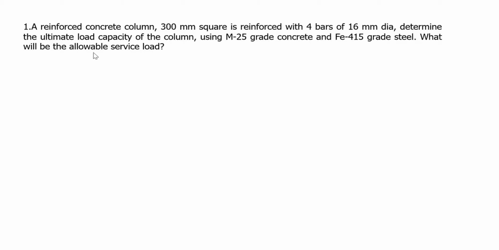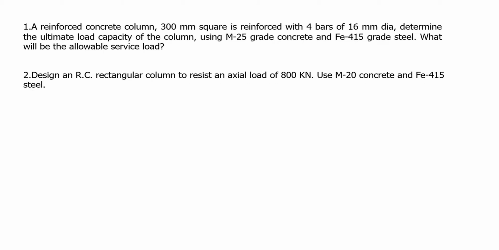Here you are asked to determine the load carrying capacity. Directly you are given the design criteria, that is, you are given a 300 mm square column, so you'll be able to find Ag. You are given Asc, so you can find the value for Ac. And here the ultimate load carrying capacity is asked. You are given fck value, fy value. In order to find the service load, you can divide by the factor of safety. So try to do it by yourself. If you have any doubt, you can ask me.